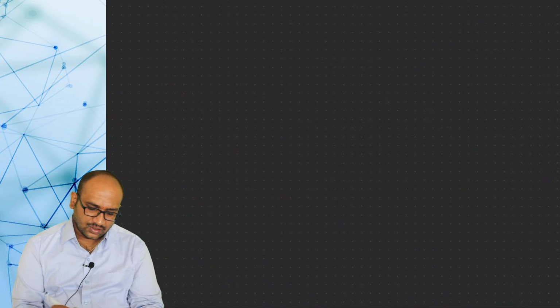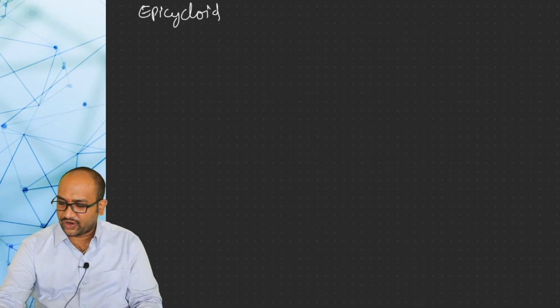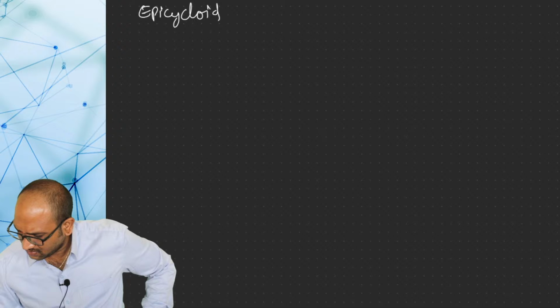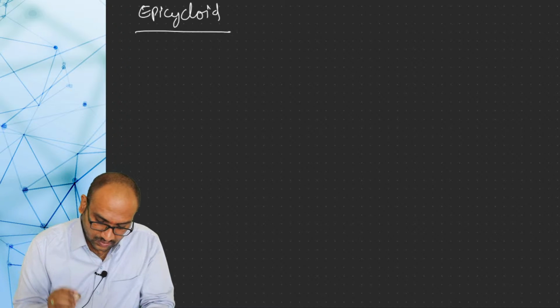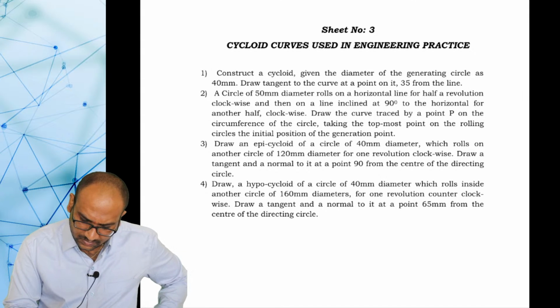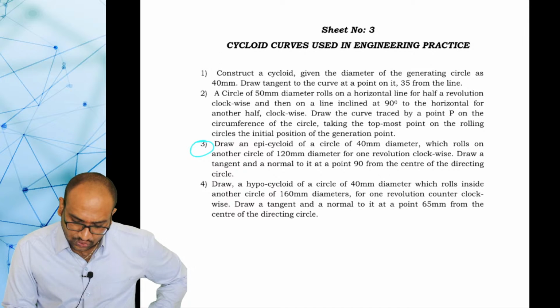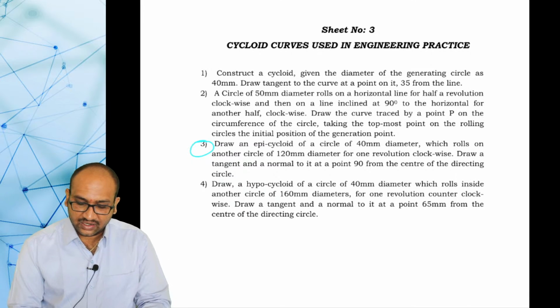And next, epicycloid. This is the problem. Draw an epicycloid of a circle of 40 mm diameter which rolls on another circle of 120 mm diameter for one revolution clockwise. Draw a tangent and normal to the curve at a point 90 mm from the center of the directing circle. This is the problem.